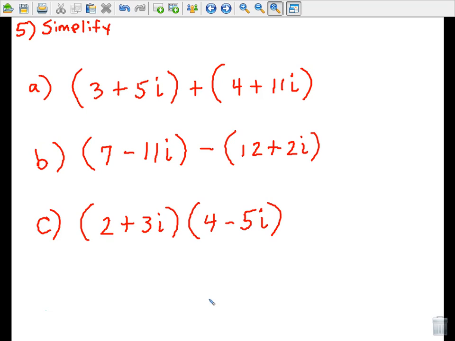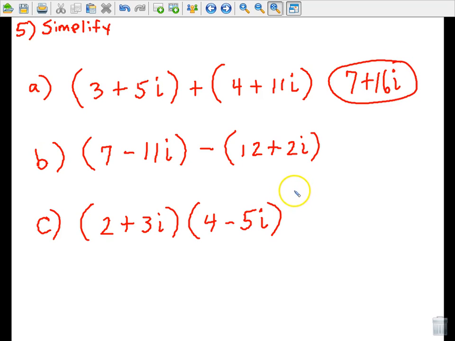Operations: add, subtract, multiply with complex numbers. And this is going to look very familiar to you because it really boils down to when you're adding and subtracting, you're basically combining like terms, just like you did with polynomials in the past. Okay, so let me go to Jordan on letter A. If you were to combine the like terms and just add them together, what would you have? Okay, that would be my answer for letter A.